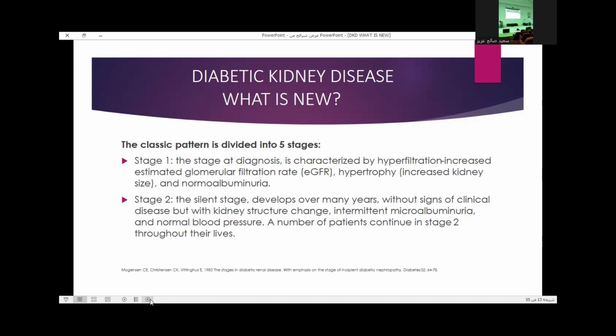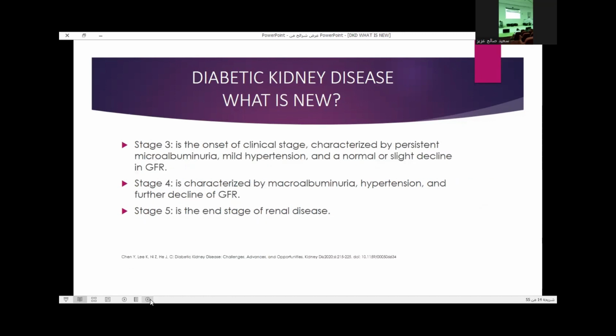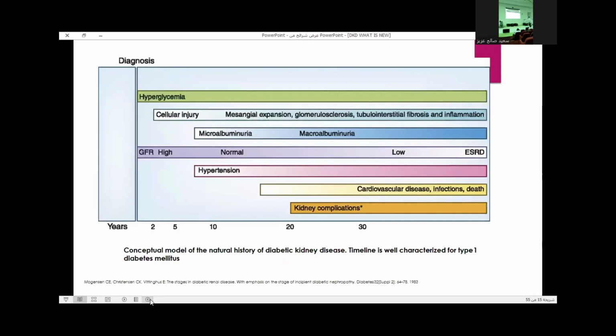Stage 2 is when the patients start to have some changes, so they might have intermittent microalbuminuria. It could sometimes be associated with normal blood pressure. A good number of patients stay in this stage for the rest of their life. Stage 3 is when microalbuminuria becomes persistent, they have mild hypertension, and some of them start to notice some decline in their GFR. Stage 4 is when they have macroalbuminuria, hypertension, and significant decline in GFR. Stage 5 is end-stage renal disease.